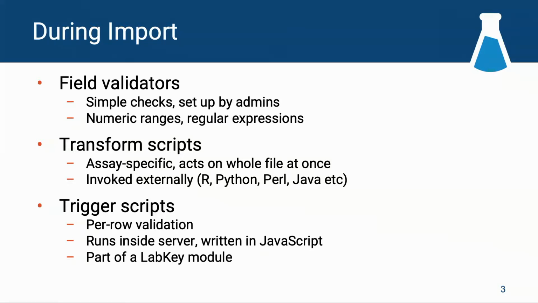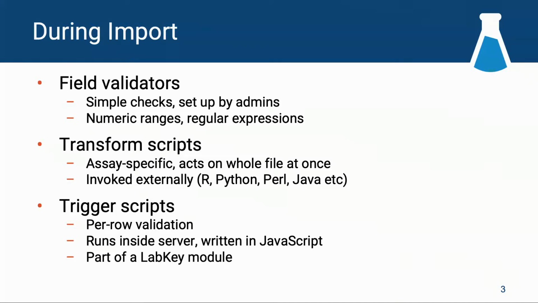Then we also have trigger scripts, which are a little more general purpose. The transform scripts really only work on assays. Trigger scripts work across many more data types. So lists, data sets, lots of just general tables. If you have an external schema where you're mounting another database table and you want to import data into that, you can attach a trigger script. These are put in a module. They're written in JavaScript, and they run inside the server.